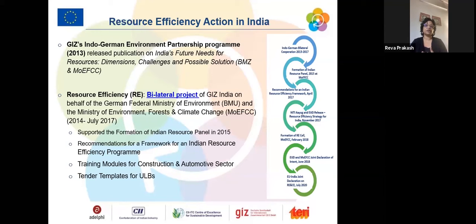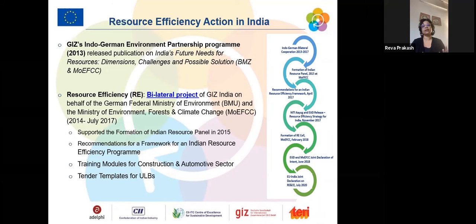So in terms of resource efficiency action in India, both Shouvik and Dr. Banerjee have been involved with that entire journey for a very, very long time, much before me. In 2013, one of the first studies on understanding resource consumption and use trends in India was done. It was called India's Future Needs for Resources: Dimension, Challenge, and Possible Solutions. It came out of an Indo-German Environment Partnership Program between the Ministry of Environment in Germany and the Ministry of Environment in India. This report led to thinking about what is needed at an institutional level to create a policy framework for resource efficiency in India, and how we create that ecosystem.